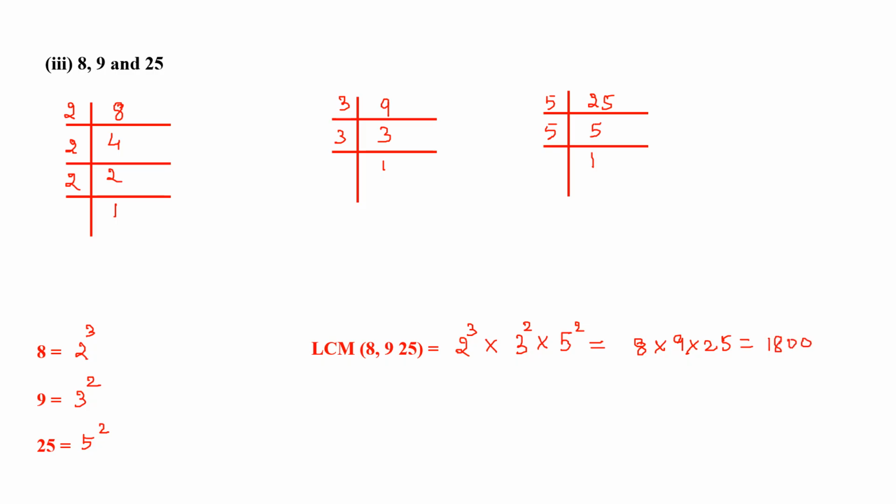Now let's find the HCF. HCF is the product of the common prime factors. But if you see here 8, 9 and 25, none of the prime factors are common. If none of them are common, it means HCF is 1, because 1 is a factor of all the numbers. So obviously 1 will be the common factor for all the numbers. So HCF is 1 and LCM is 1800.